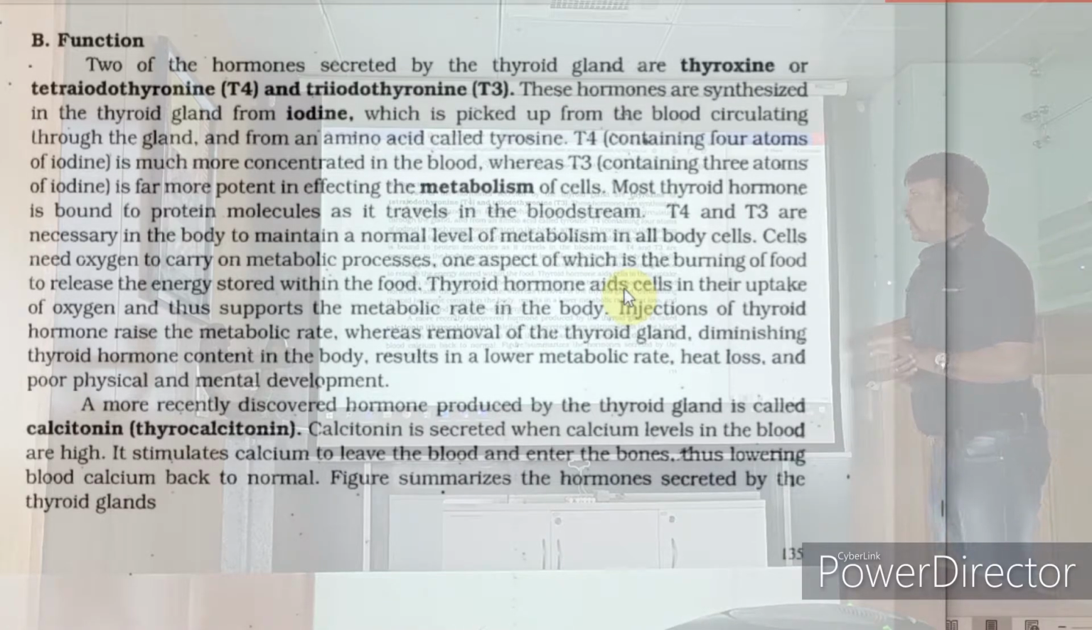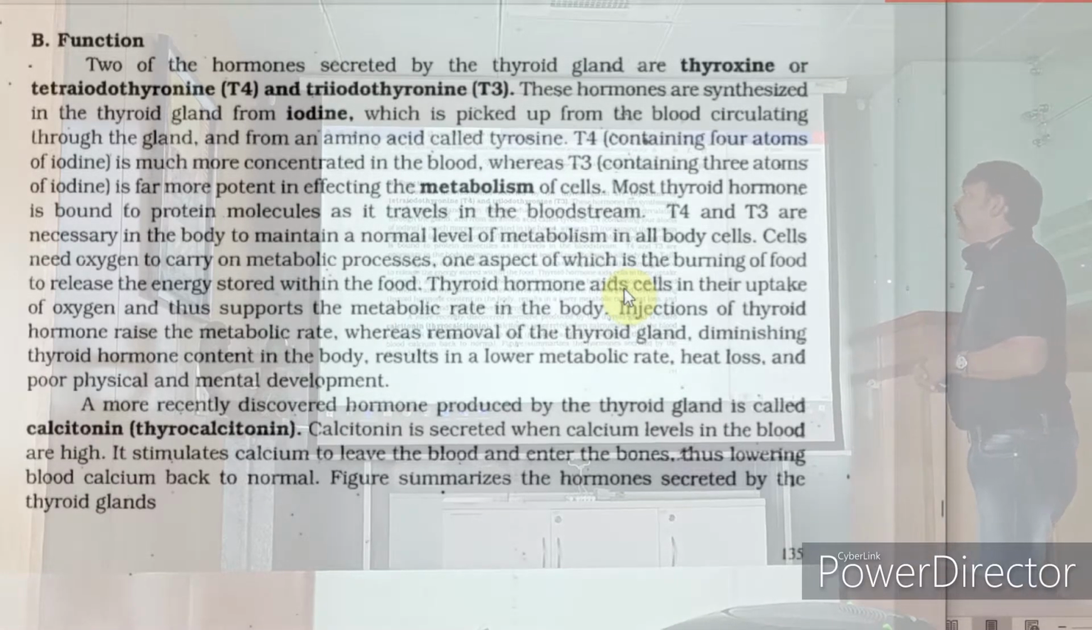Cells need oxygen to carry on the metabolic process. One aspect is the burning of food to release the energy stored within the food. Thyroid hormone aids cells in their uptake of oxygen, meaning it helps the cells take oxygen from the RBC, and thus supports the metabolic rate. Injections of thyroid hormones raise the metabolic rate, whereas removal of the thyroid gland diminishes the thyroid hormone and results in low metabolic rate, heat loss, and poor physical and mental development.